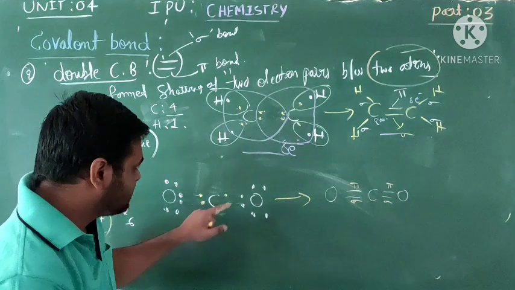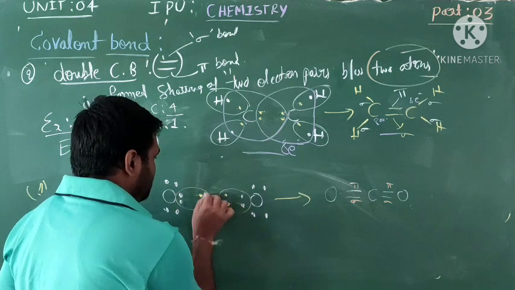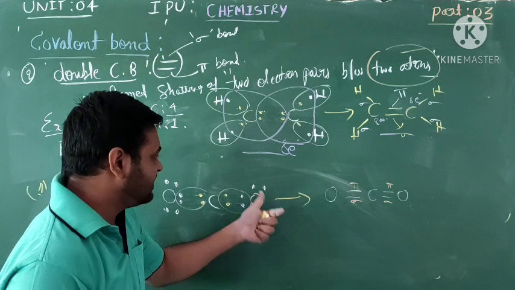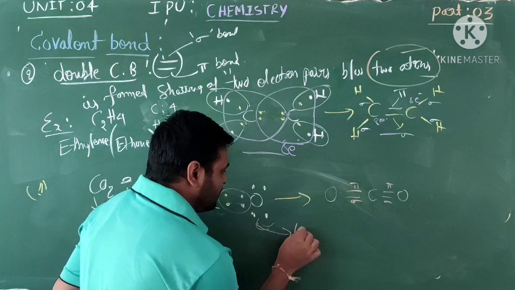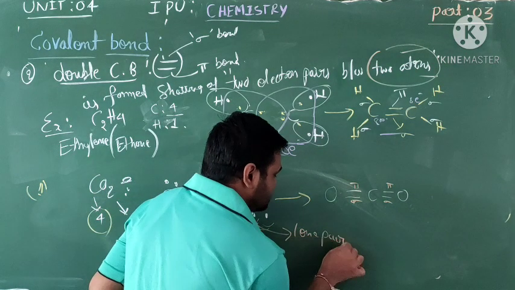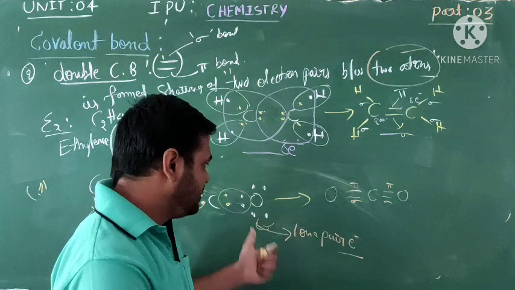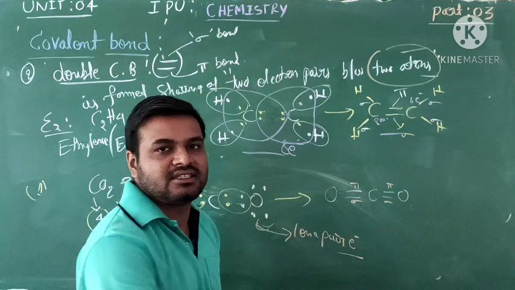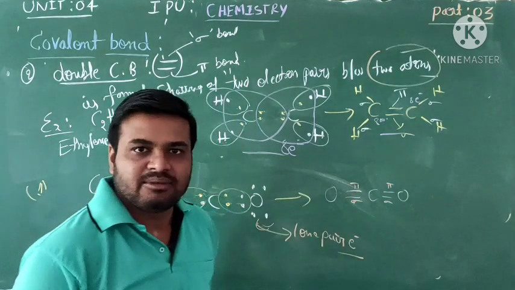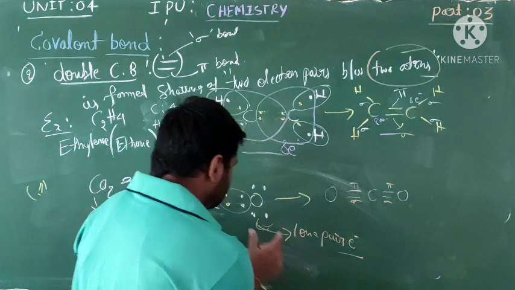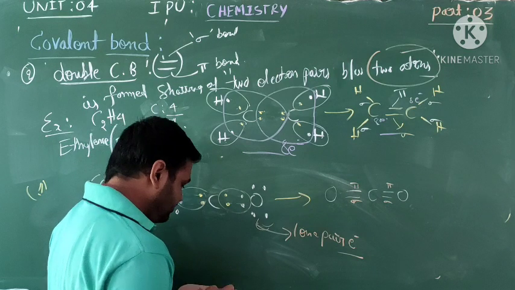So just think, these are contributed. What about the remaining ones? These are called what? Lone pair of electrons. These lone pair of electrons are not contributed to bond formation. Don't be confused, these are the contributed ones. We call this a covalent bond.